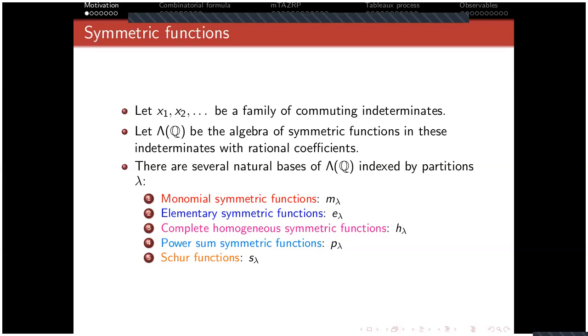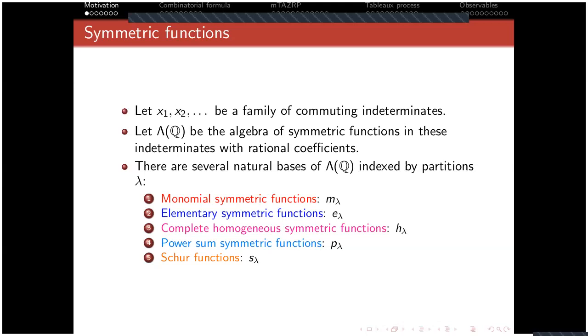And there are several natural bases of this algebra which are indexed by partitions. The classical ones are the monomial symmetric functions, which are the analogs of the monomials. You take any monomial and you symmetrize it. The reason we say function instead of polynomial is simply because we are dealing with infinitely many variables, so each one has infinitely many monomials. But it's encoded by finitely many data. So feel free to ask questions.